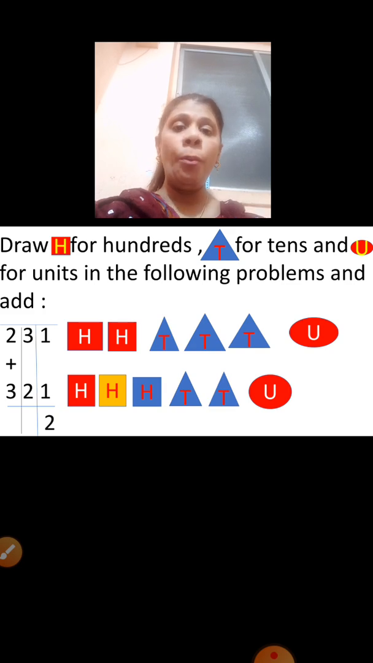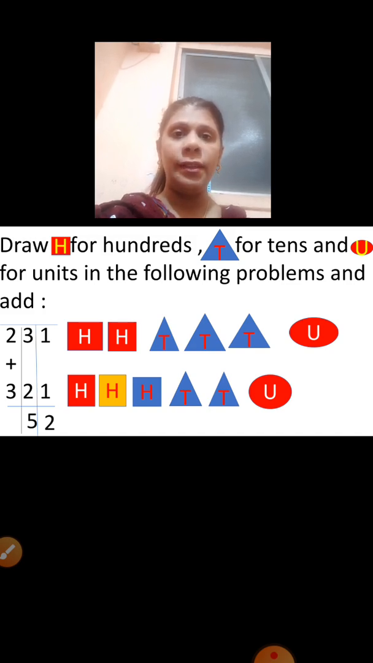Now, how many tens are there? 3 tens and again 2 tens. So how many will it be? 3 and 2. How many tens? Yes, 5. Correct. Then again 2 plus 3. How many hundreds? Count and see how many hundreds you have drawn. 1, 2, 3, 4 and 5. So what number do we get by adding this? 552. Now let us see the next number.